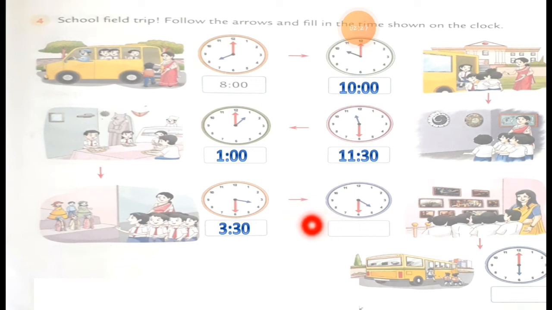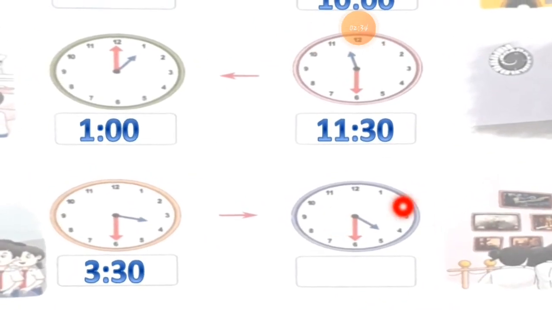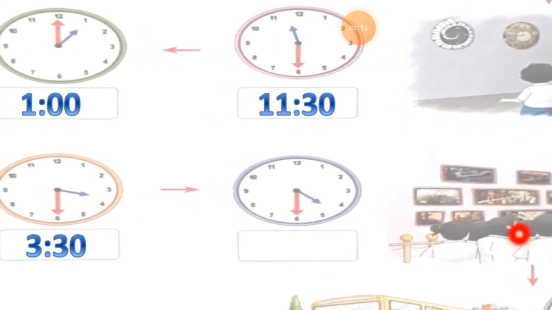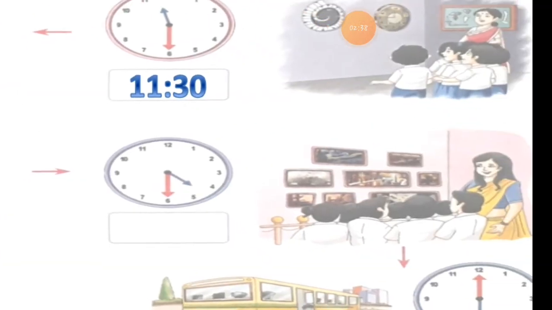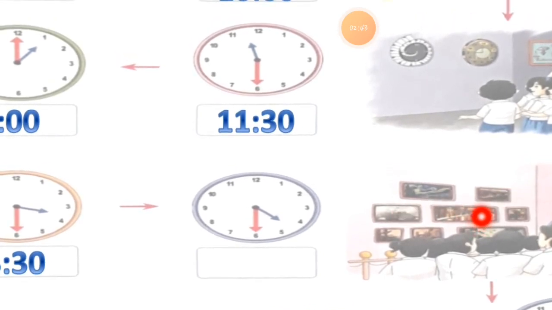Now let's follow the next arrow. You can see here the next arrow. After it, what are they doing? They are going to see another museum. See this, they are watching some pictures. It is a picture gallery. At what time do they visit the picture gallery? The minute hand is again pointing to 6.